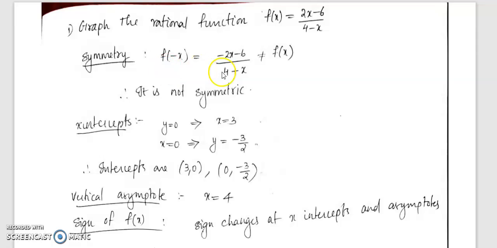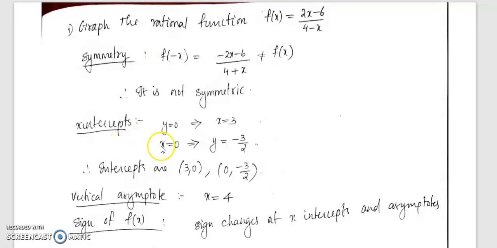So take f of minus x. f of minus x will be minus 2x minus 6 by 4 plus x. So that is not equal to f of x. And it is also not equal to minus of f of x. It is not symmetric. Not an even function, not an odd function, so it is not symmetric. Now let us find the intercepts.